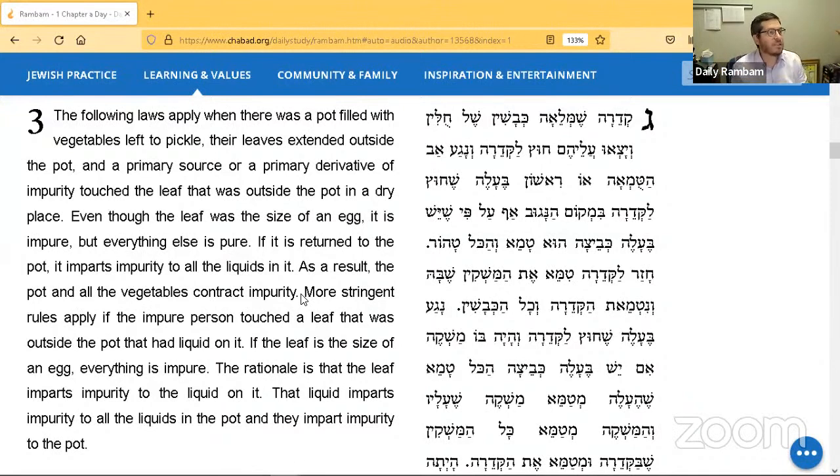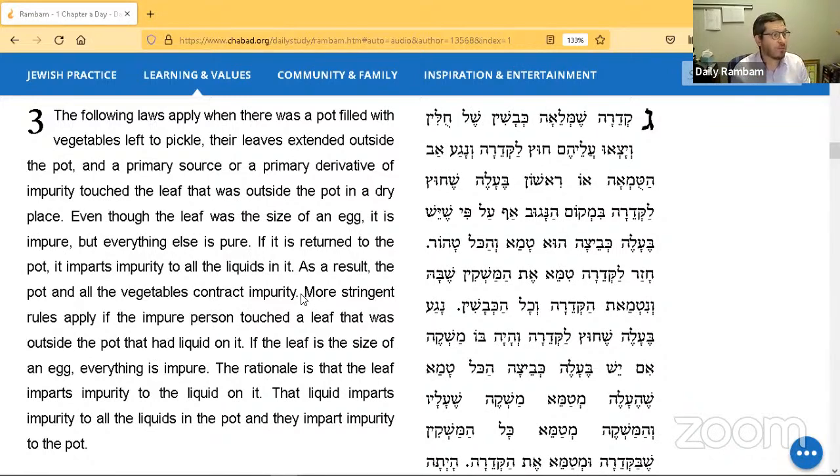So he says, even though the leaf was the size of an egg, it is impure, but everything else is pure because we see it as separate. But if it is returned to the pot, where the liquid is that everything is pickling in, then it imparts impurity to all the liquids in it, because it's the size of an egg, and it's a foodstuff that has tumah that can now be transferred.